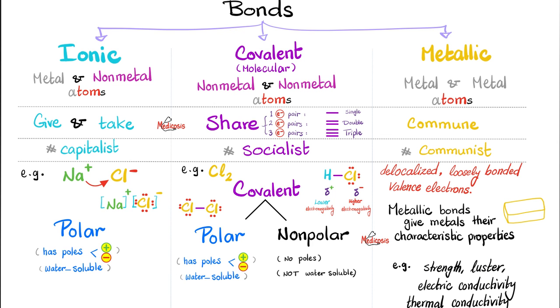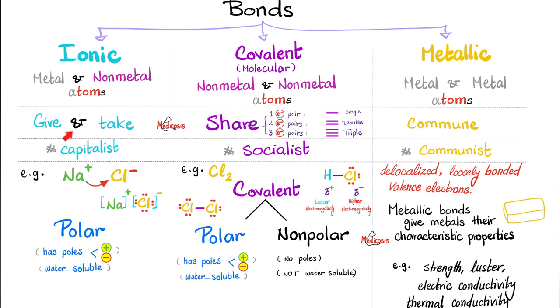Let's talk about different types of bonds. We have ionic bonds, covalent bonds, and metallic bonds. Ionic bonds form between a metal and a nonmetal. How about covalent bonds, or molecular bonds? Between nonmetal and nonmetal. How about metallic bonds? Between metal atoms. Metal and metal. Okie dokie.